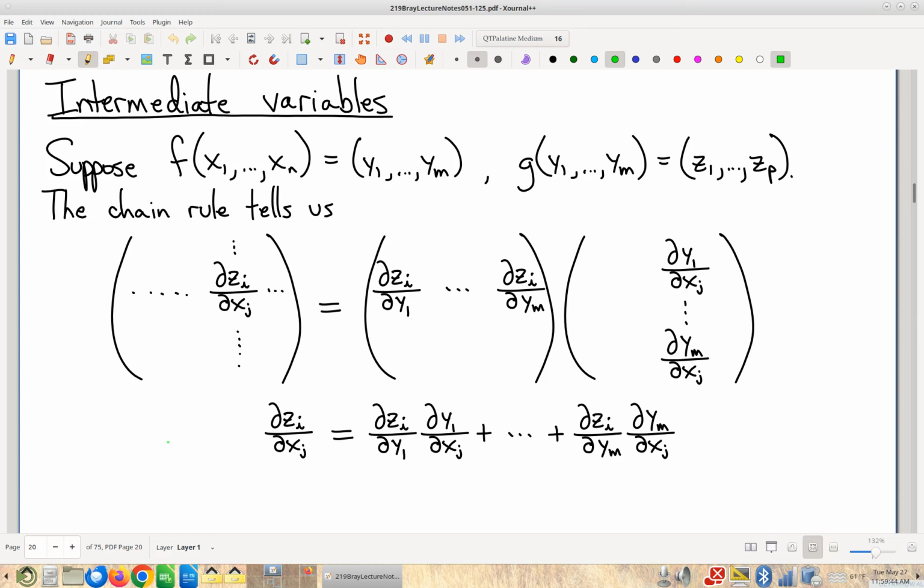If the question is to find the partial of z2 with respect to x2, I can see right here, there's my intermediate variables. Intermediate variables correspond to paths, and paths correspond to terms. And I can instantly write down my chain rule as applies to that exact question.